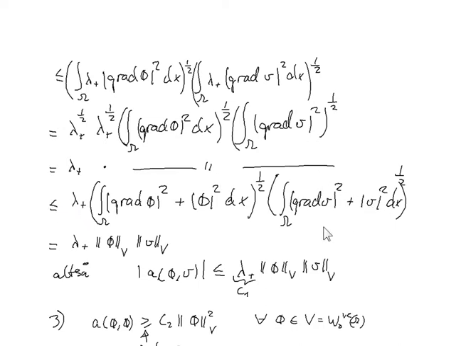And we do the same on this square root: we just add this integral of v squared. The reason for doing this is just to get the norm of phi and the norm of v here, the Sobolev norm. So now we have the constant lambda plus multiplied with the norm of phi and multiplied with the norm of v. And this is exactly what we need to prove in condition 2. We started with the absolute value of this bilinear form A, and we have proven that this is less than this. So choosing C1 equal to lambda plus, we obtain that condition 2 is satisfied.